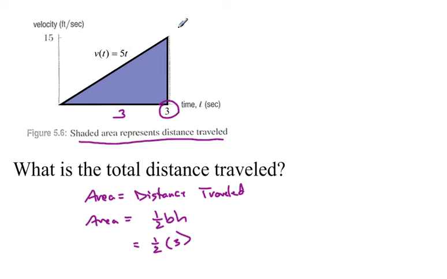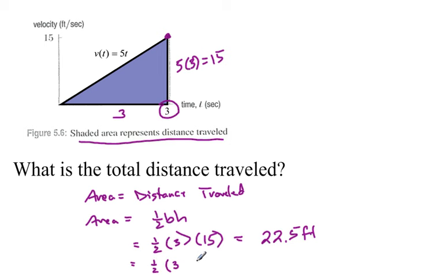And I have a lovely formula to find my y value. So my height is going to be 5 times 3, which is 15. And there we go. We've answered our question, 45 over 2, or 22.5 feet. I also want to point out that our units help us out here. We can do 1/2. This was 3 seconds. This was 15 feet per second. And you'll notice the seconds cancel and our answer is in feet.